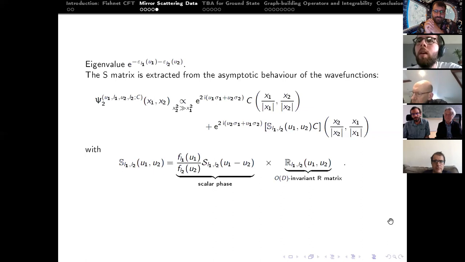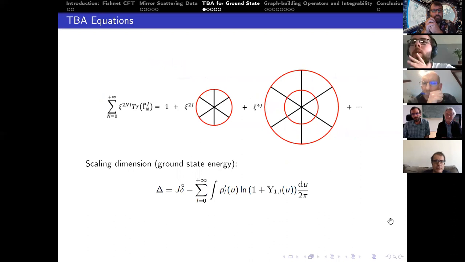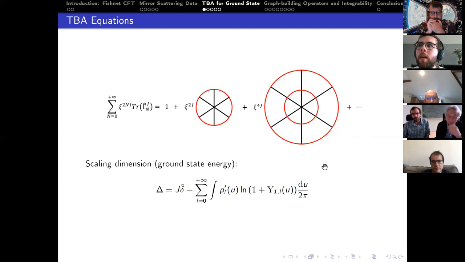Okay, so now we have the dispersion relation and the S matrix, so we can formulate the TBA. The scaling dimension of the ground state operator is contained in the divergent part of the graphs that appear in the two-point function.